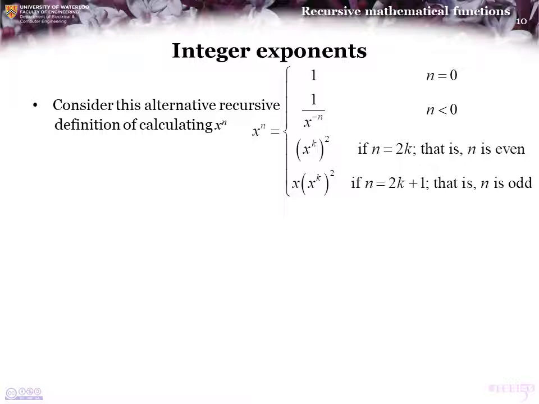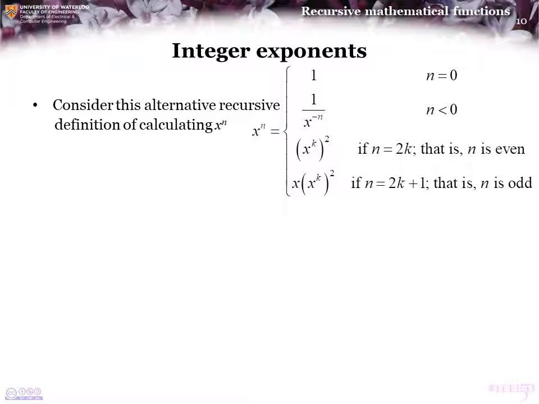Alternatively, if I'm calculating x to the 73, well, I can find x to the 73 by calculating x to the 36, squaring that result, which gives me x to the 72, and multiplying that by x to get me x to the 73.